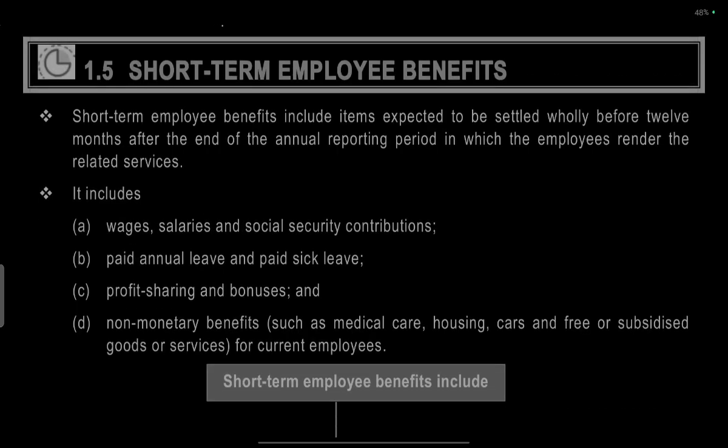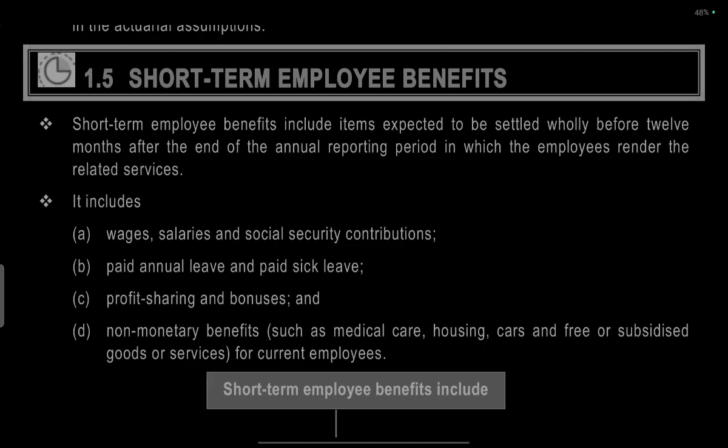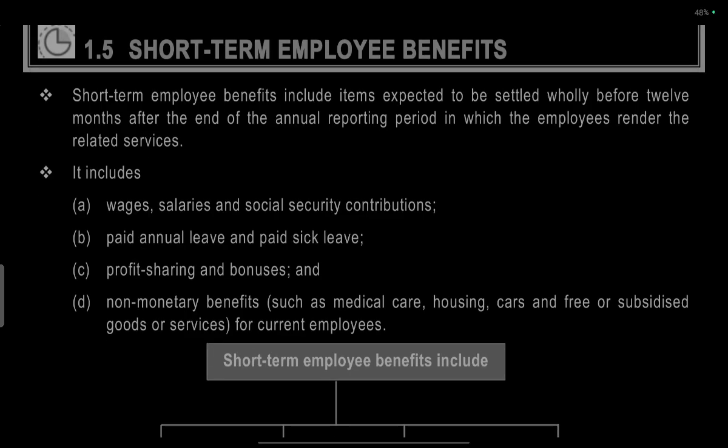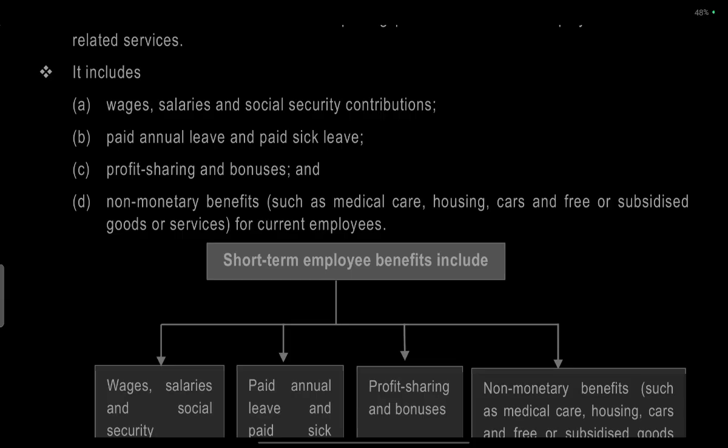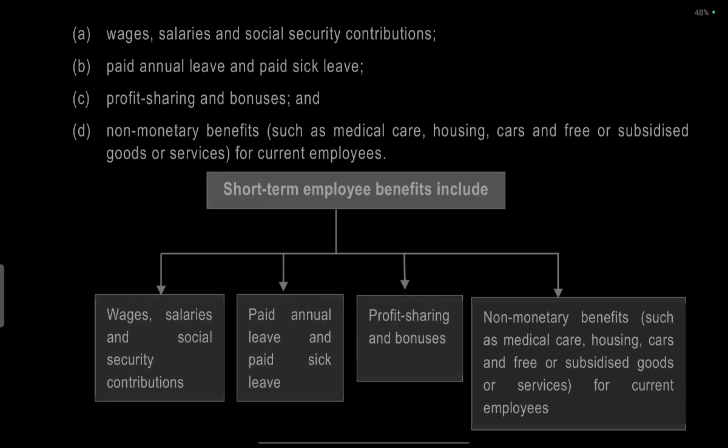The short-term employee benefits. Short-term employee benefits include items expected to be settled wholly before 12 months after the end of the annual reporting period in which the employees render the related service. It includes wages, salary, social security contributions, paid annual leave, paid sick leave, profit sharing and bonuses. Non-monetary benefits include medical care, housing, cars, subsidized goods and services for current employees.